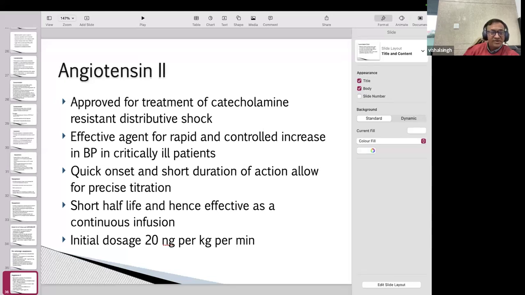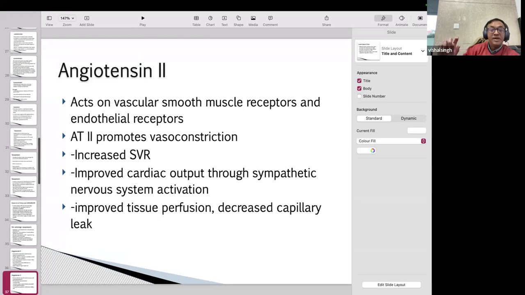Angiotensin II, again, since we are discussing pressors, we have to know about it. It is approved for treatment of catecholamine-resistant distributive shock, an effective agent for rapid and controlled increase in BP in critically ill patients. It has a quick onset and short duration of action, and hence it has to be used in infusion only. 20 nanogram per kg per minute is the starting dose. It acts on vascular smooth muscle receptors and endothelial receptors, promoting vasoconstriction, improves cardiac output through sympathetic nervous system activation, and improves tissue perfusion, with decreased capillary leak.